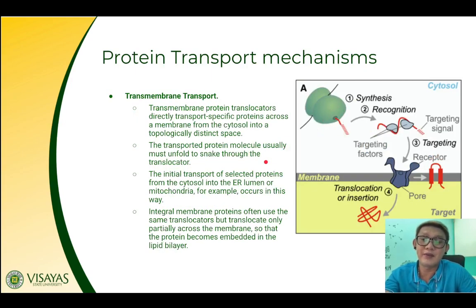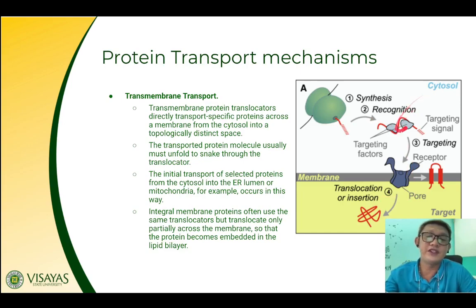Another type of transport mechanism is transmembrane transport. Transmembrane protein translocators directly transport specific proteins across the membrane from the cytosol into a topologically distinct space.